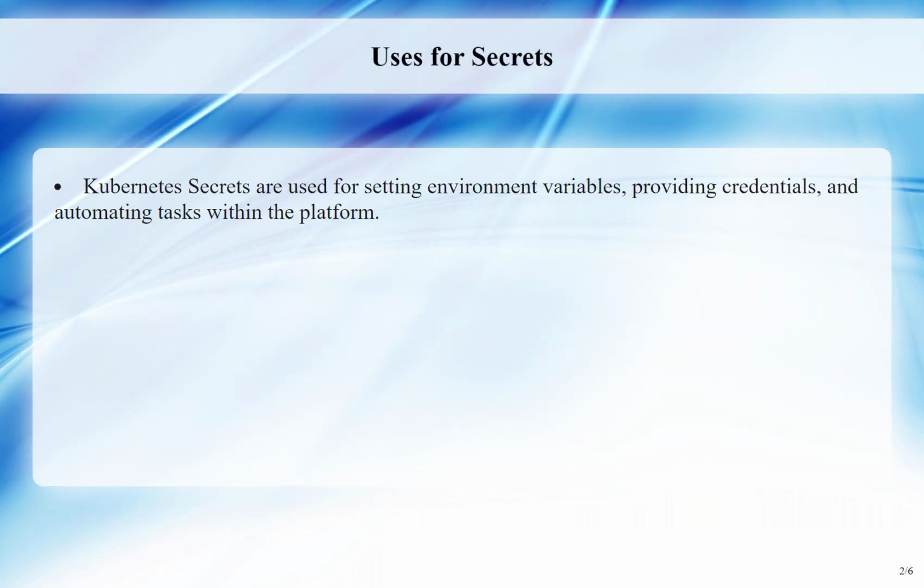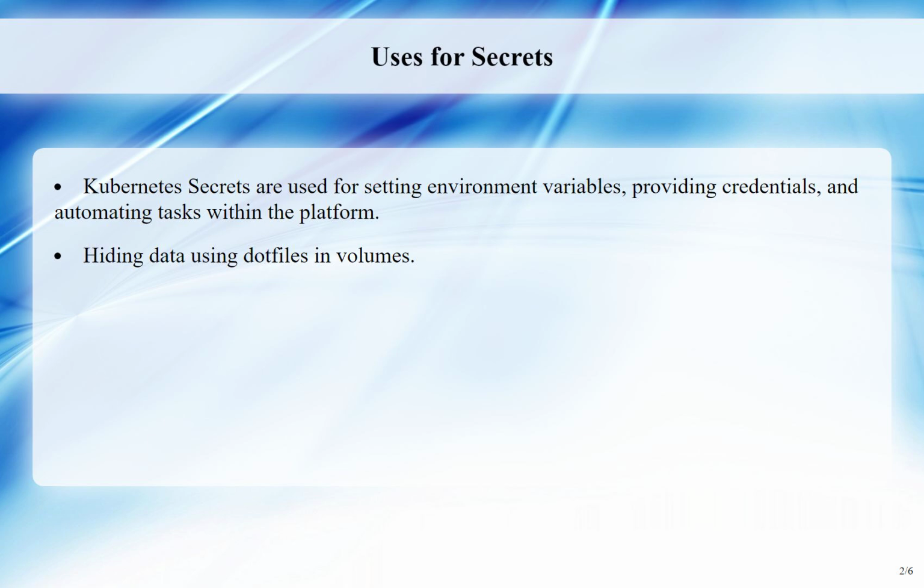Uses for secrets. Secrets in Kubernetes are used for various purposes, such as setting environment variables for containers, providing credentials like SSH keys or passwords to pods, and allowing the kubelet to pull container images from private registries. The Kubernetes control plane also utilizes secrets for tasks like automating node registration using Bootstrap token secrets.